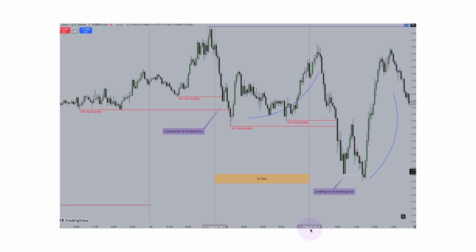8:30 candle right here, 8:30, we go back 61 bars. That's 3:25. 3:25, what is it showing us? Price going strongly down.